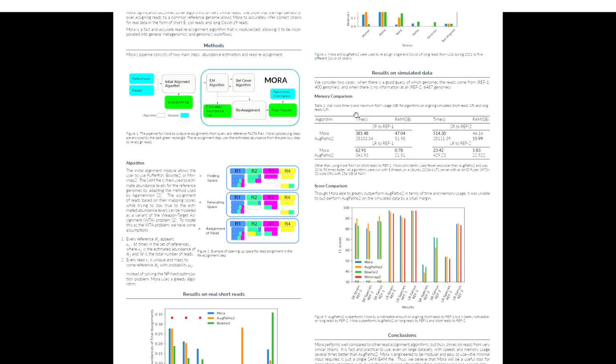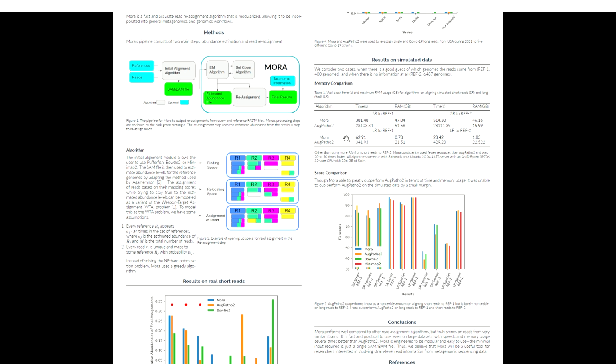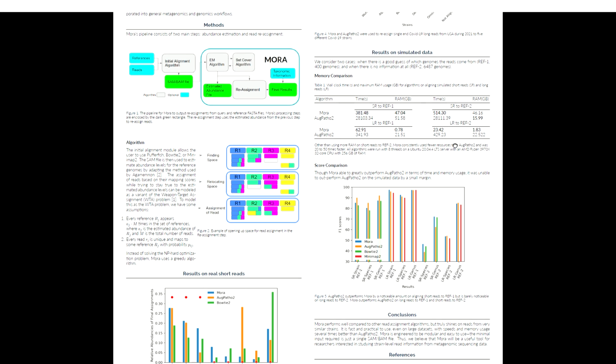Looking at wall clock time and RAM usage, we can see that Mora outperforms argpatho2 in all cases except for RAM usage when assigning short reads to ref1 and to ref2. However, in terms of time, Mora is 20 to 50 times faster in all cases.